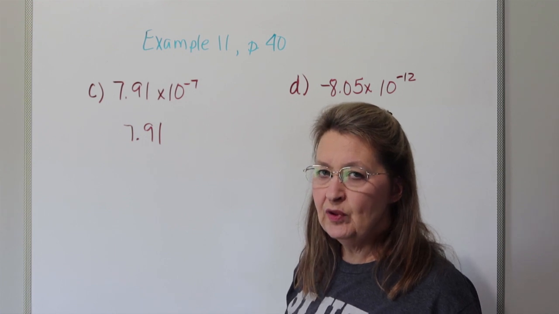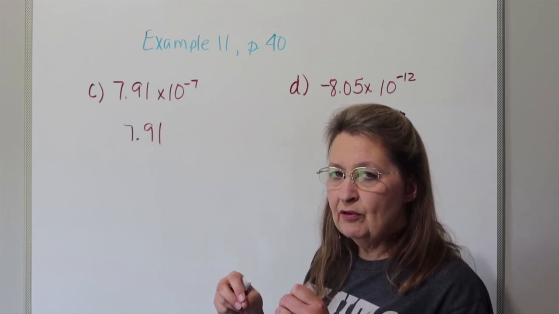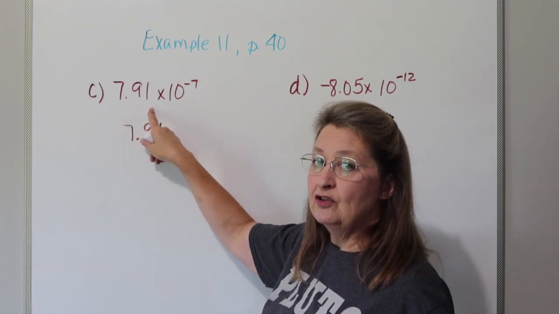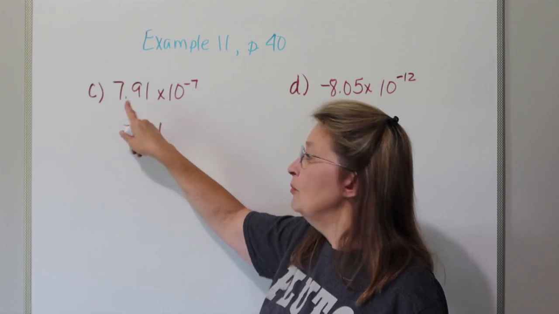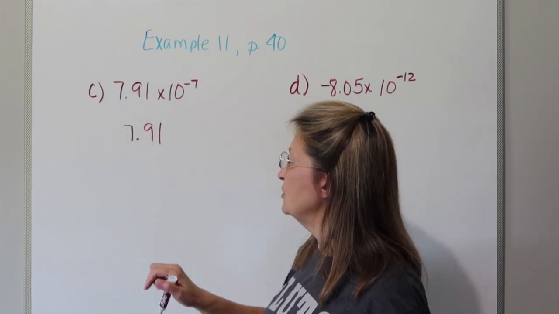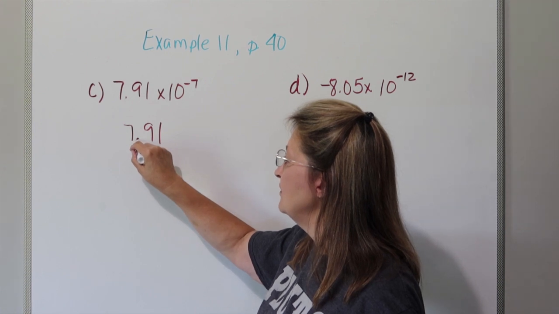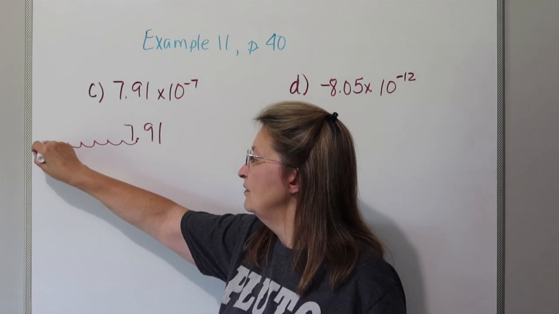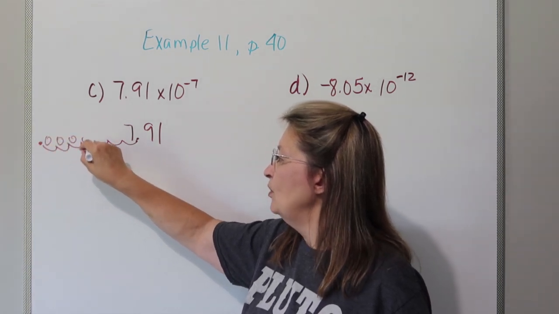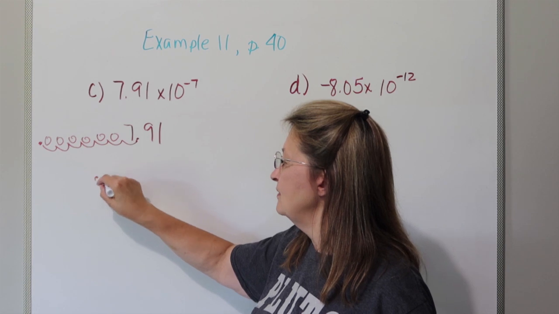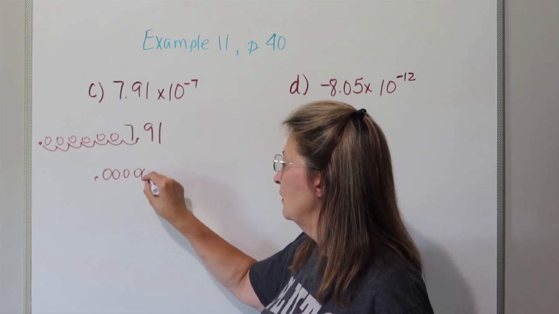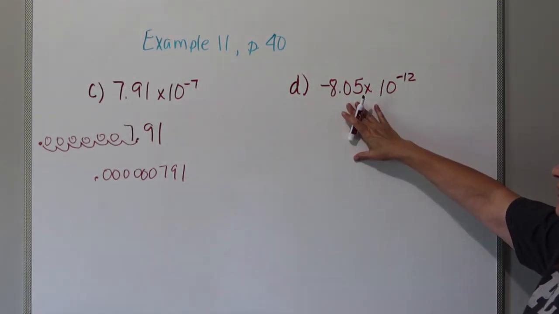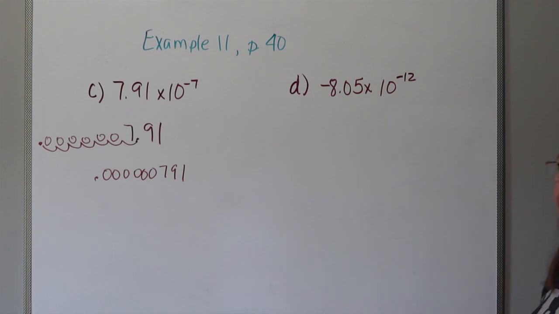What happens to a decimal when you divide by 10? That number gets smaller and smaller and smaller. So what's going to make this number smaller? If I move it to the right, that number gets larger. But if I move it to the left, the number gets smaller. So let's move it to the left 7 times. 1, 2, 3, 4, 5, 6, 7. So here's my new decimal. And I'm going to have zeros in all of these places. So my new number looks like this.